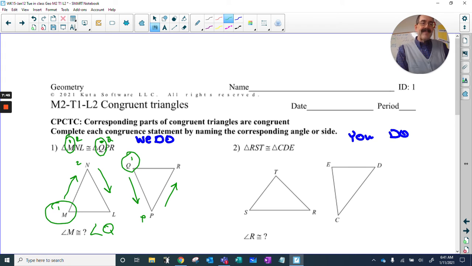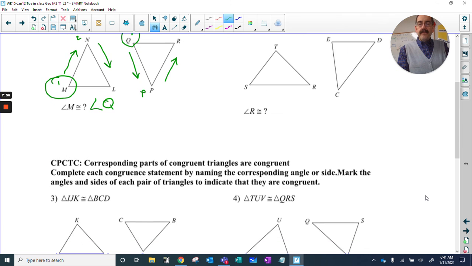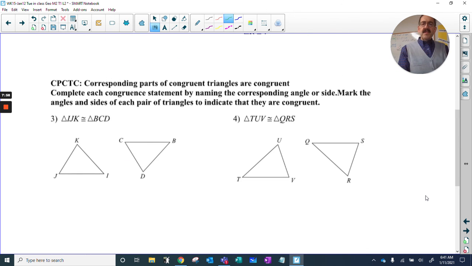All right, welcome back. So, did you see that R was the starting point, and it went to C, R to C? Okay, let's move on. Now, in this one, we want to identify all 6 of the items, the 3 angles and the 3 sides. So let's get started. Our starting point, I and B. Okay, now we've got our starting point.